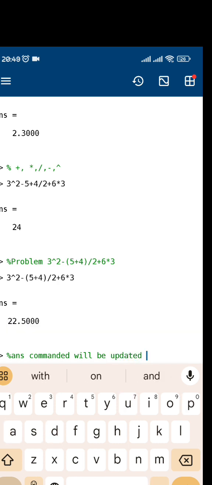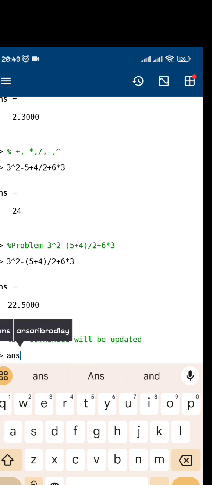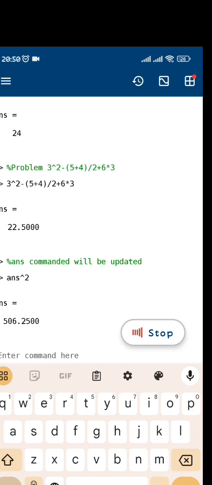Now, for example, as I told you that we have got this answer, I can use this answer again and perform further simplification. For example, if I want to write ans square, it will square 22.500. It didn't use 24, it used 22.500. As I have said above, the ans variable is updated in every next step, and MATLAB will use the most recent answer that it gets.